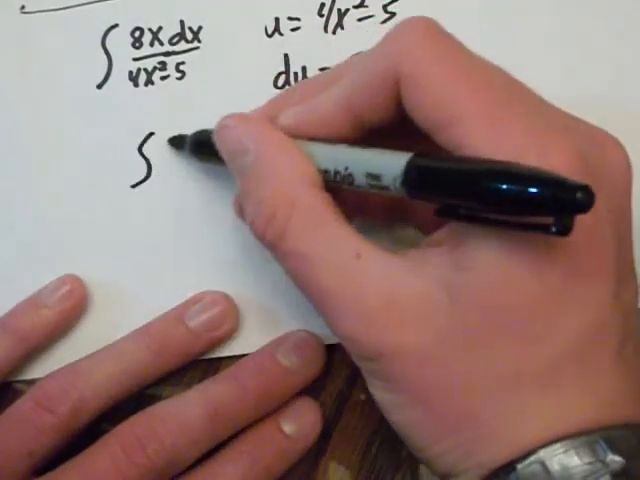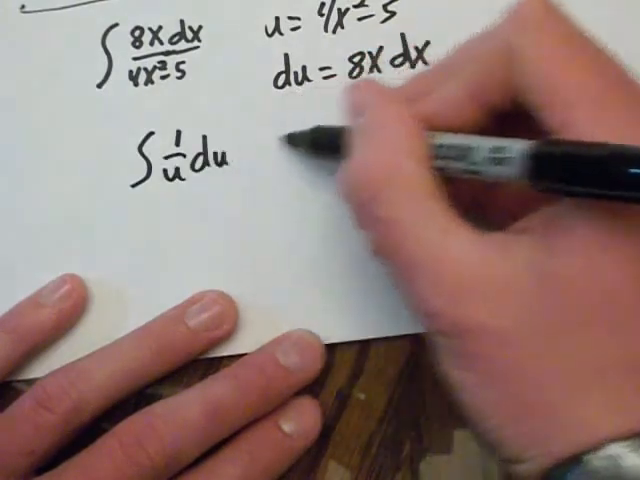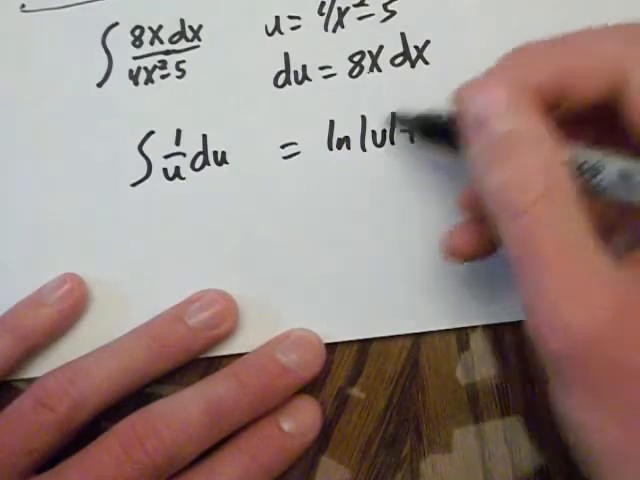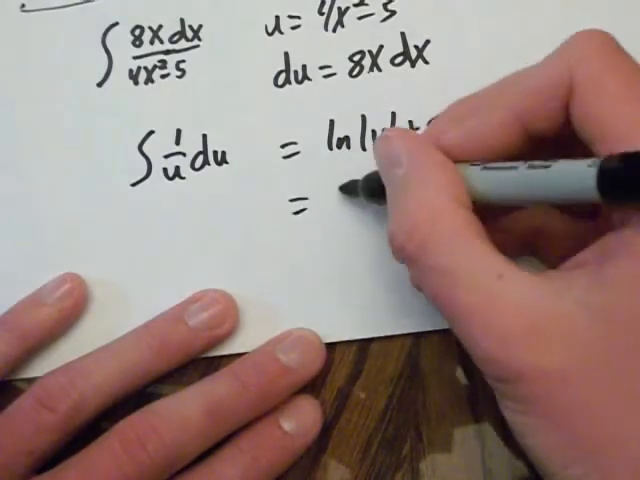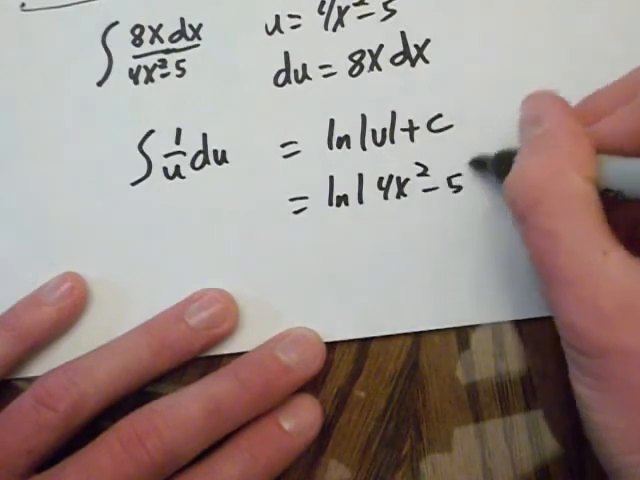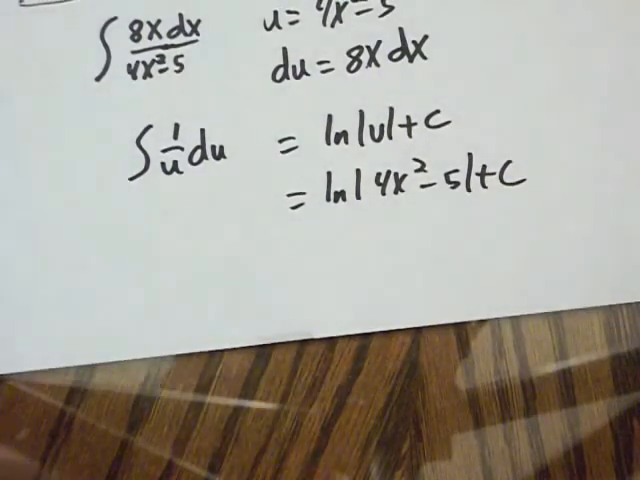So really, this is going to give us 1 over u times du equals the natural log of u plus c, which furthermore gives us the natural log of the absolute value of 4x squared minus 5 plus c once you complete your u substitution there.